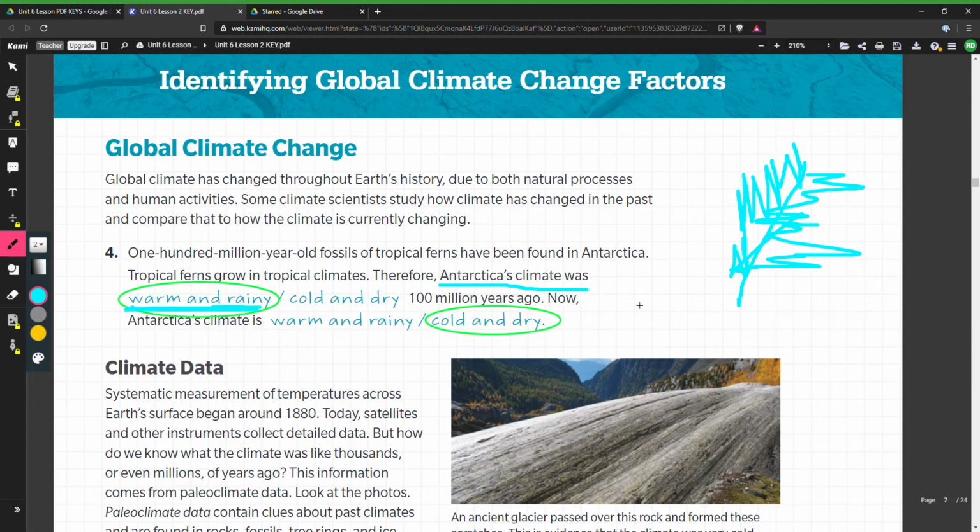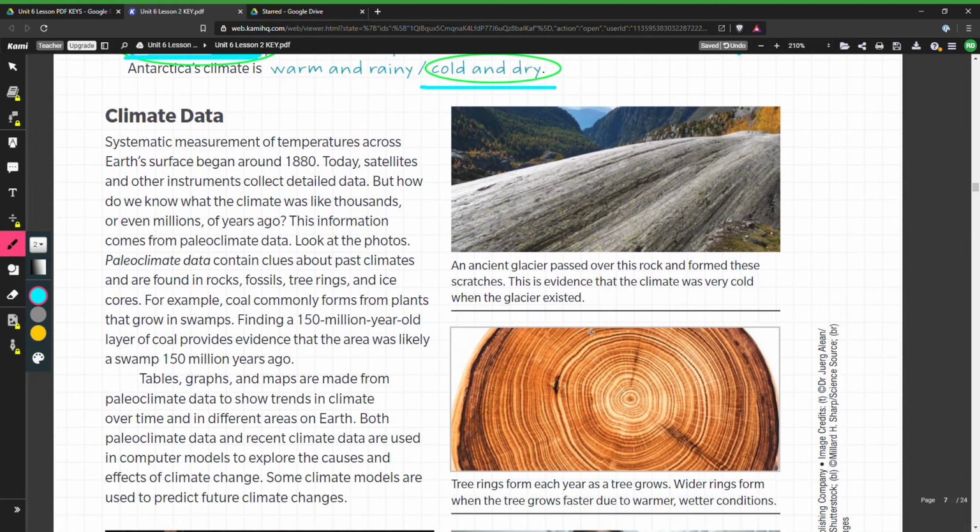Obviously now it's not warm and it's not rainy, it's cold and it's dry. A lot of times people don't think of it as dry because it's snow, but snow and winter air is very dry. That's why in the winter your skin is a little bit more dry, and your lips get chapped and stuff like that. So we have lots of ways that we look for climate data.